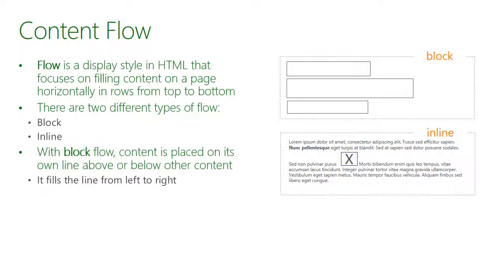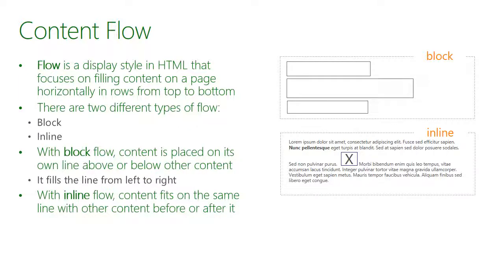With block flow, content is placed on its own line above or below other content. It fills the line from left to right. With inline flow, content fits on the same line with other content before or after it. So you can see image, or IMG, for example, will by default be placed inline, and you can see how that is demonstrated on the page there. Whereas with block, it is placing the content on its own line, so a new element is placed underneath the previous one.